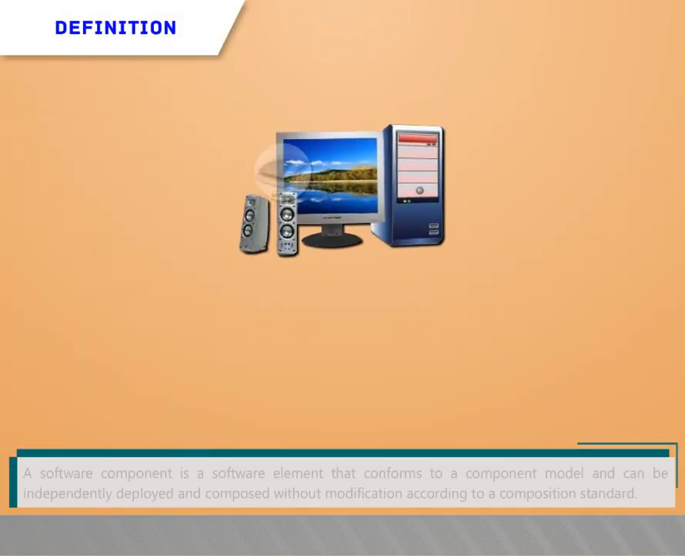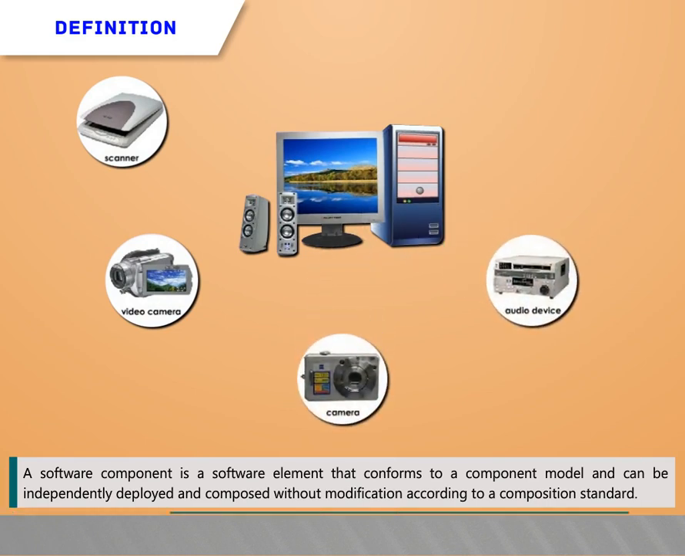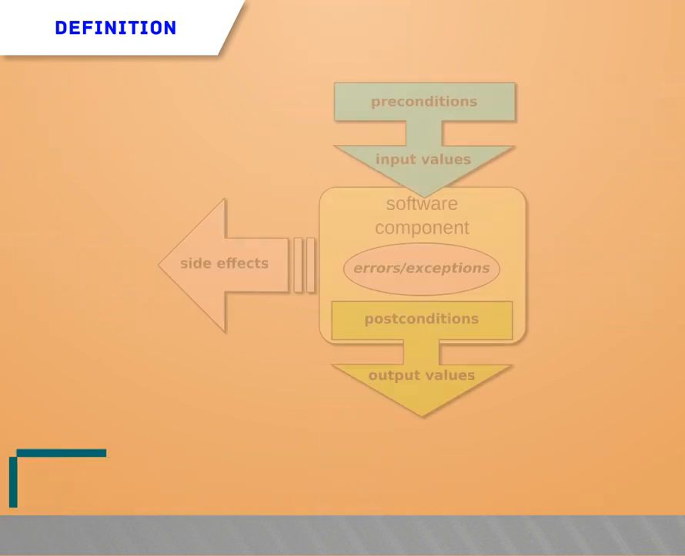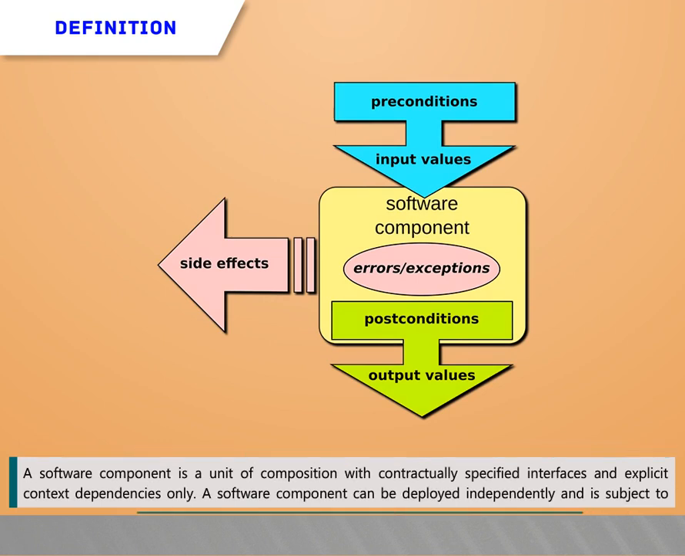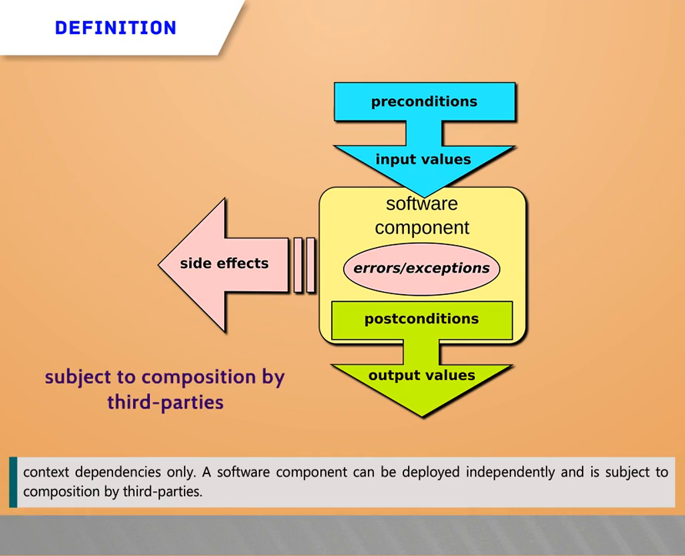Definition: a software component is a software element that conforms to a component model and can be independently deployed and composed without modification according to a composition standard. A software component is a unit of composition with contractually specified interfaces and explicit context dependencies only. A software component can be deployed independently and is subject to composition by third parties.